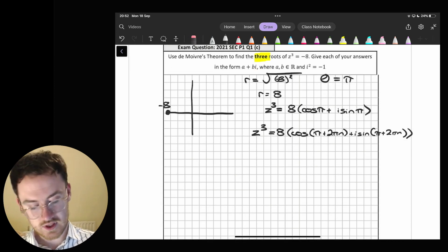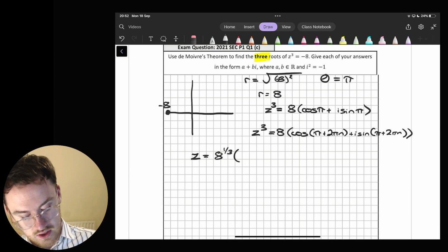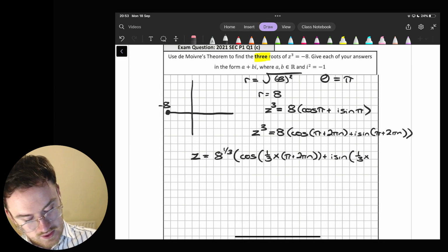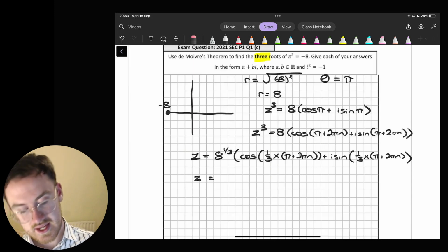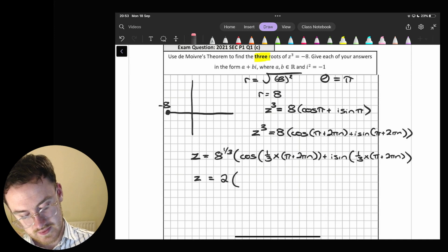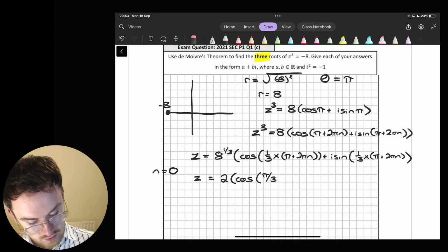Now again we're trying to get the cube roots of that. So it's 8 to the power of a third, cos of a third times pi plus 2 pi n, plus i sine of a third times pi plus 2 pi n. So let's keep going. 8 to the power of a third, the cube root of it, is 2. Okay, so we're starting here with n equal to 0. Let's just make a note of that. So starting here with n equal to 0, that's going to be cos pi over 3 plus i sine pi over 3.